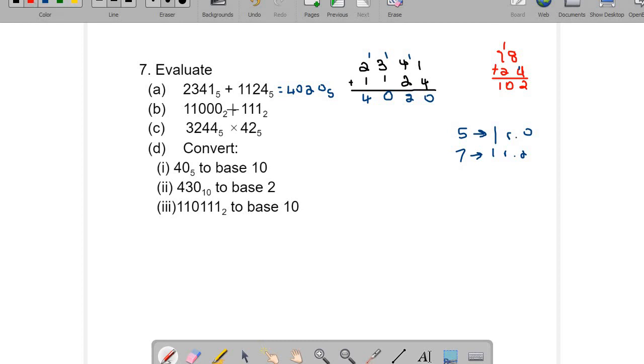Alright, let us go ahead and do question B. Okay, binary subtraction is very simple. So we don't really need to spend a lot of time on that.